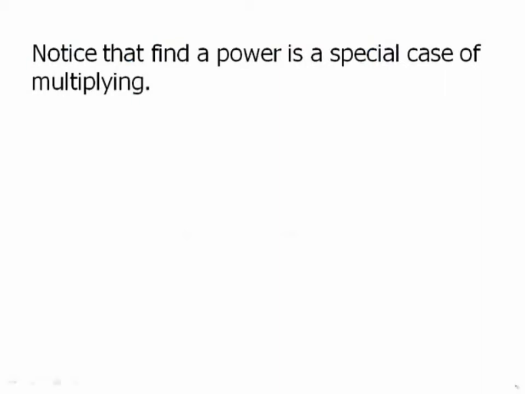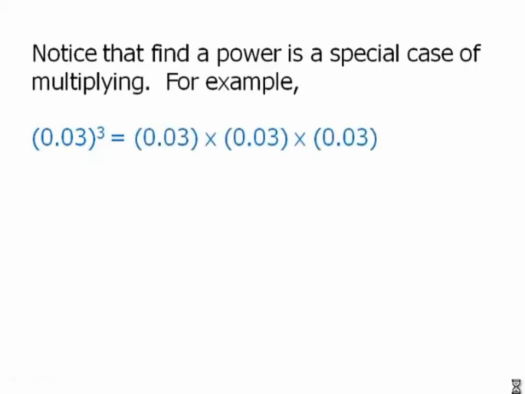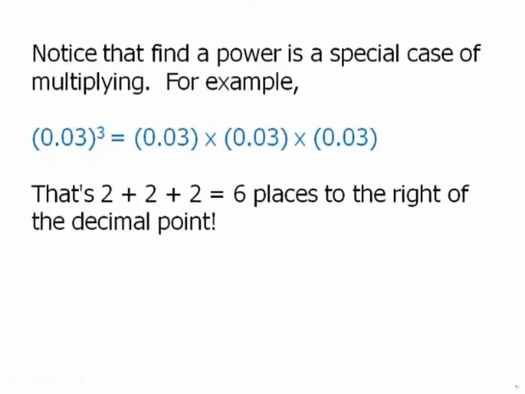Notice that to find a power, that's a special case of multiplying. So, for example, suppose we have to do 0.03, this is 3/100 cubed. How do we do this? Well, of course, this is 0.03 times 0.03 times 0.03. Notice what we have here, that's 2 plus 2 plus 2, 6 decimal places. The product will have 6 places to the right of the decimal point. So we know that even before we multiply.